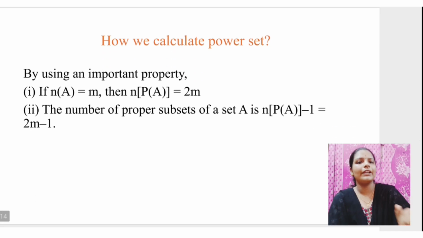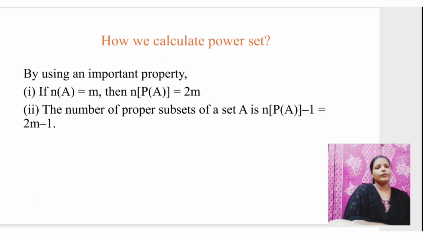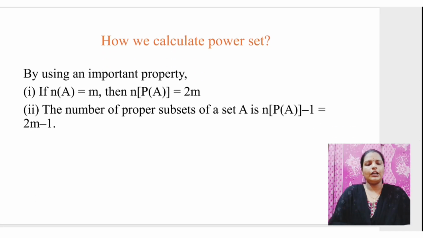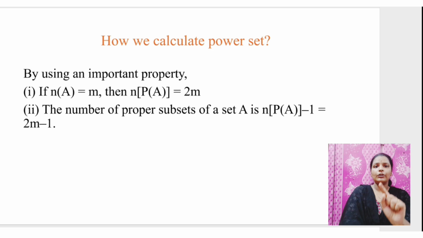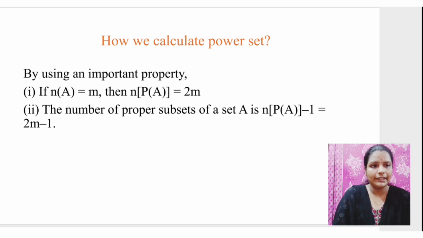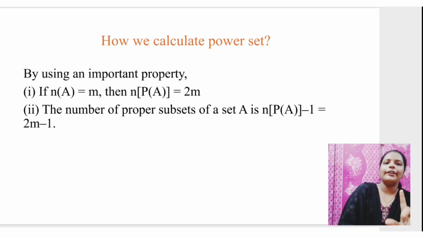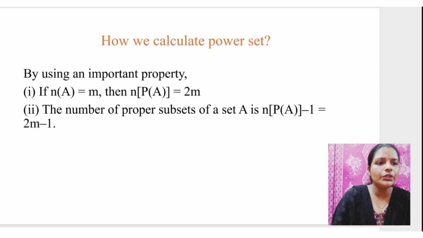Next, how do we calculate the power set? We have a formula using an important property. If n of A equals m, that is, the number of elements in the set A is m, then n of P of A equals 2 power m.